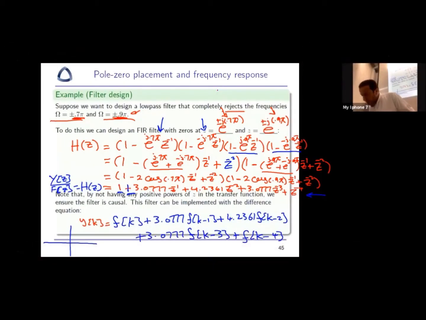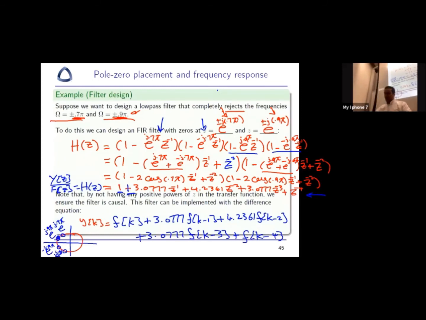This is the unit circle. So I have a zero here at e^(j0.7π), and another zero here, that's e^(j0.9π), almost π. And then I have another two zeros here: one is e^(-j0.9π), and e^(-j0.7π).